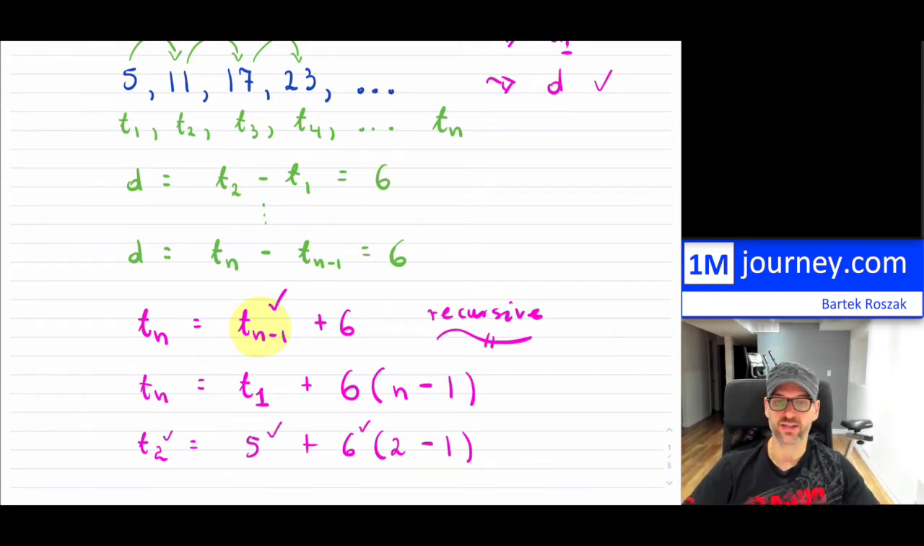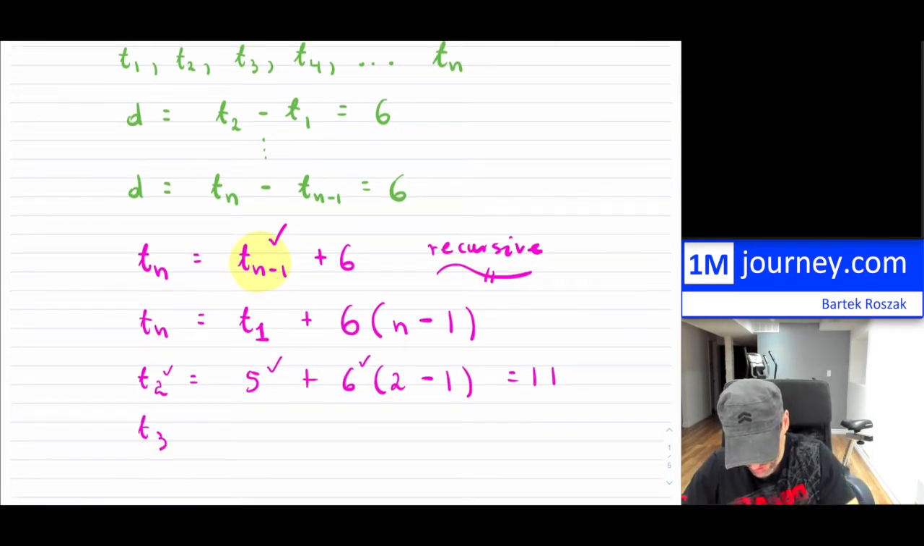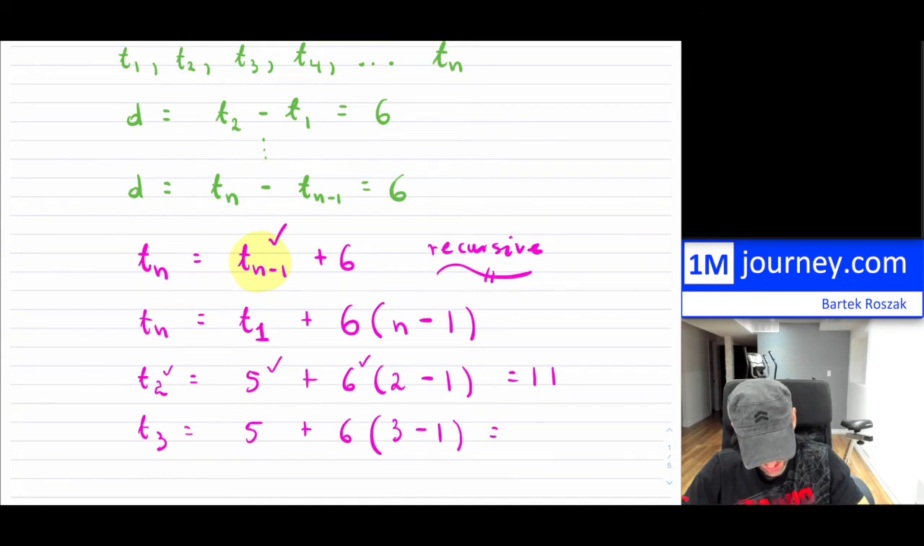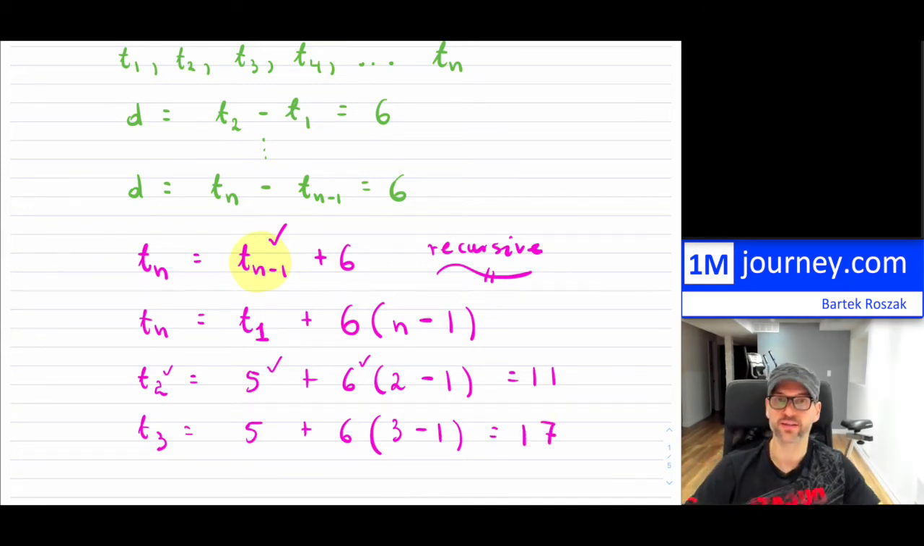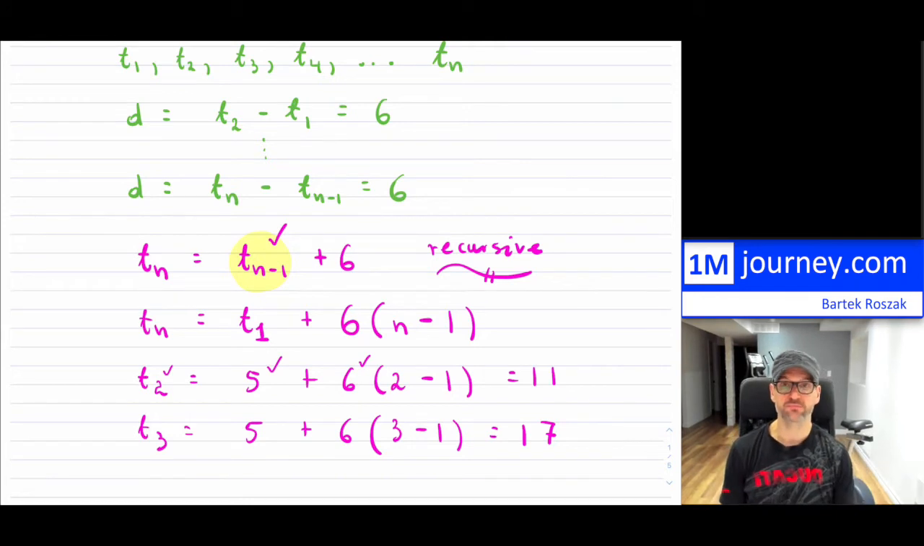Now my second term, indeed, 2 minus 1 is 1, so 5 plus 6 is going to be 11. And if I wanted to know my third term, I would have my initial term and the difference, and that would have been 3 minus 1, which gives 17. So this seems to work. Now, does this actually work for all arithmetic sequences? The answer is yes, it definitely does work.